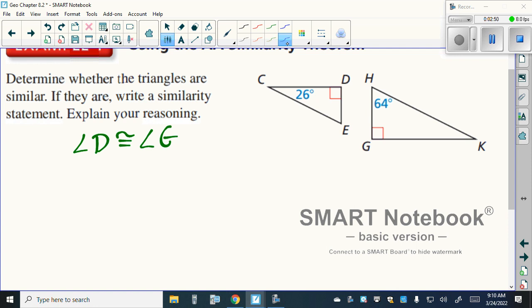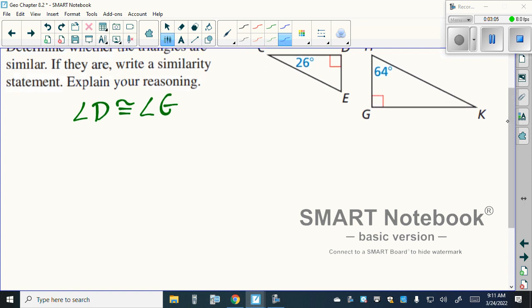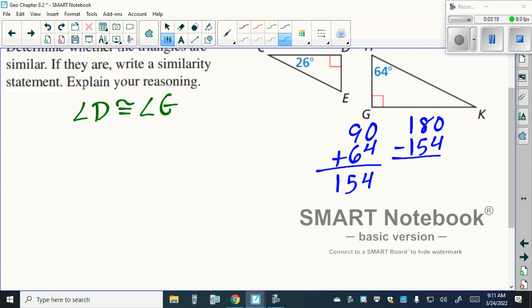Well, they tell us that angle C is 26 degrees and H is 64. Well, I need to either figure out angle E or angle K. Which one do we want to find? Angle K. Well, these all add up to be 180, yes? So we can say 90 plus 64, which gives us 154. And we can subtract it from 180.